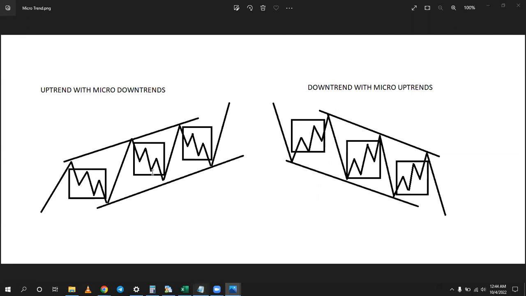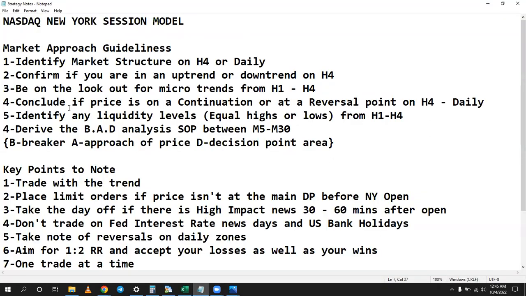Then point number four, conclude if price is on a continuation or at a reversal. This one is very sensitive because most times price can be pushing in a trend, an uptrend or a downtrend, but then it reaches a level where it will likely reverse. So you have to be able to confirm if price is at the potential reversal point. This is usually when price tests a higher time frame supply or demand zone. There could be a potential reversal, so you have to be on the lookout for that.